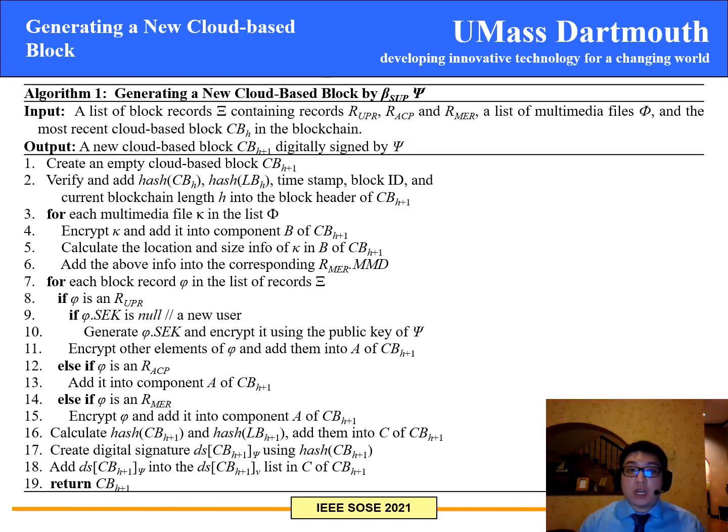Algorithm 1 shows how a new cloud-based block CBH+1 is generated by a super peer agent. The super peer agent creates an empty block first and fills it with initial information of timestamp, block ID, block length, and the previous block's hash value. If multimedia files are present, then the super peer agent would encrypt them first before compressing all of them into component B of the block.